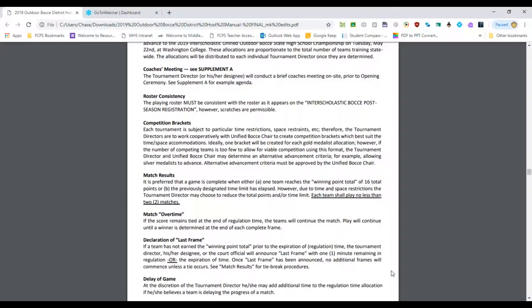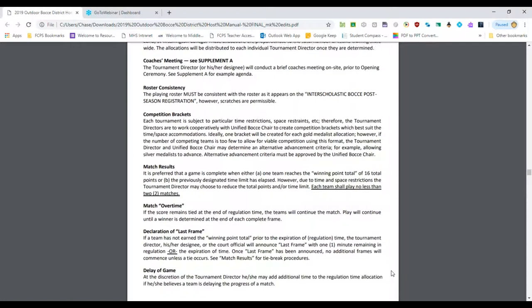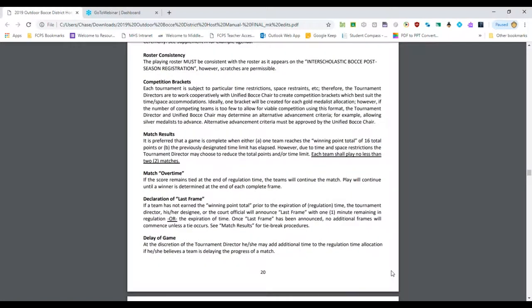Supplement A gives you some information for coaches' meetings. So we go to review that. The playing roster must be consistent with the roster as it appears in the interscholastic bocce postseason registration. However, scratches are permissible.